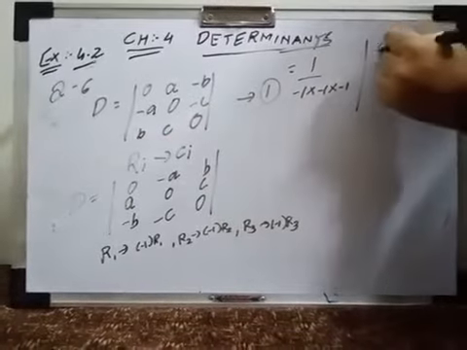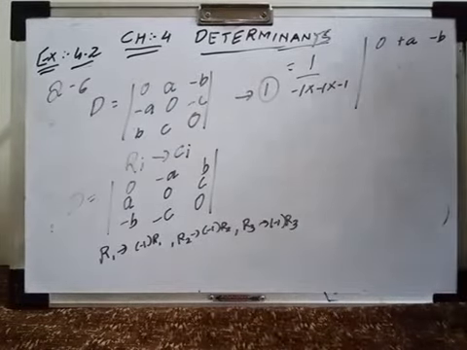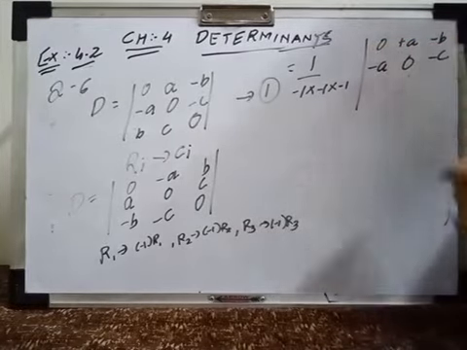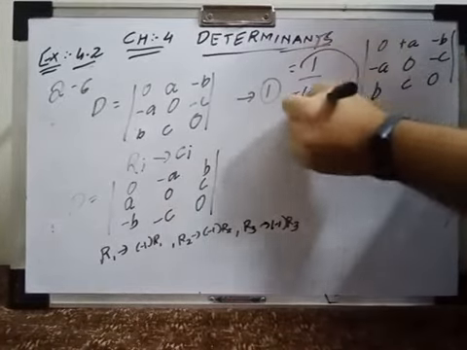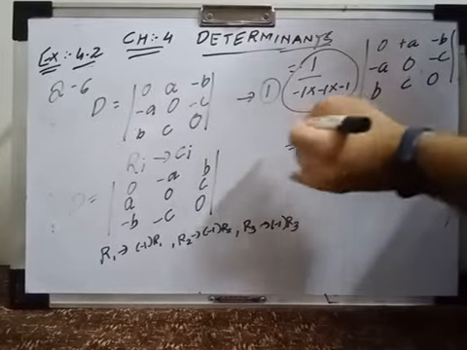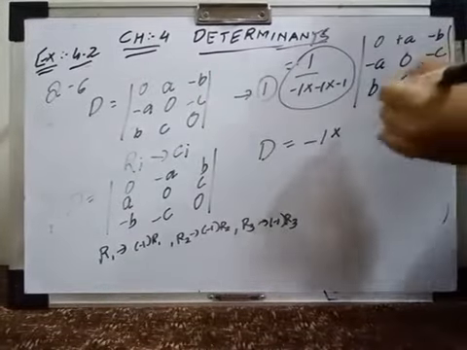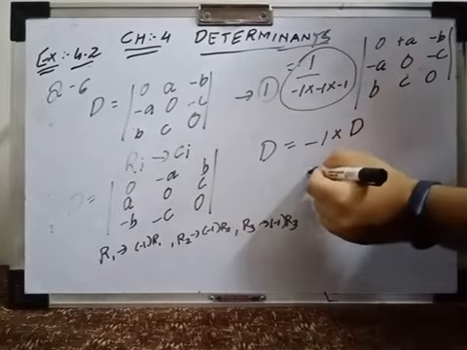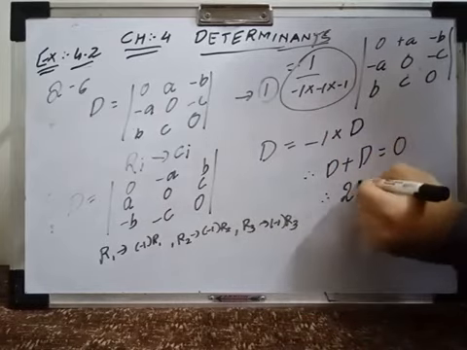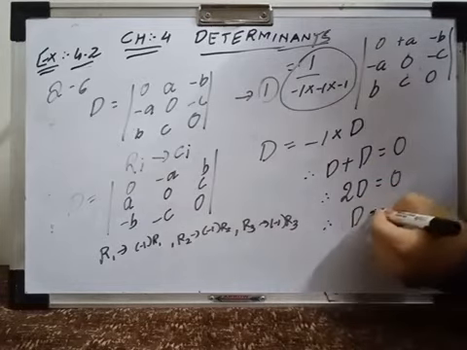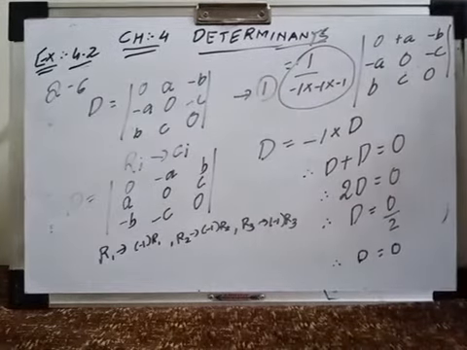Multiplying row 1 with -1 will give me 0, plus A, minus B, minus A is 0, minus C, B, C, 0. The value of this is -1 times the determinant, whereas the value of this from equation 1 is D only. So minus D, if it comes on the left hand side, will become plus D. So D plus D is 2 times D. 2D is equal to 0. So the value of D is also equal to 0.